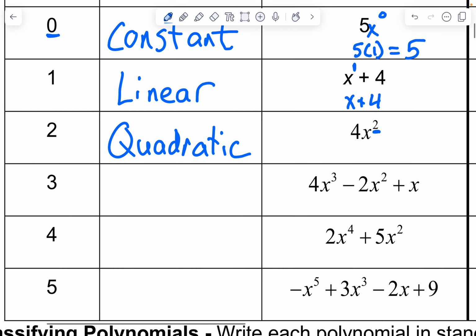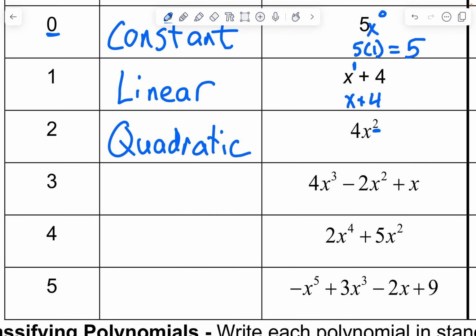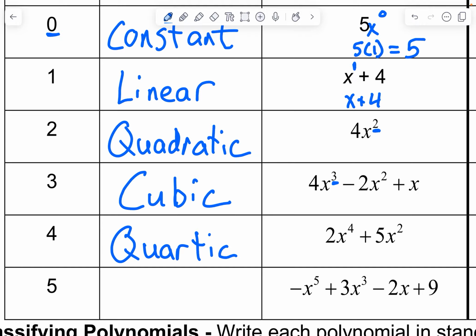So the last three might be ones that are a little bit newer. Maybe you haven't worked with them as much. The highest exponent of 3 would be a cubic. So, degree of 3. Degree of 4, kind of a weird word. We're going to say quartic. And then degree of 5, another Q word, quintic.